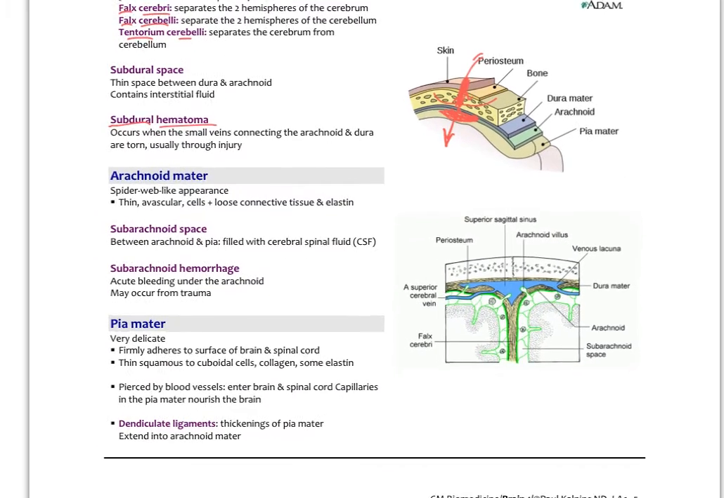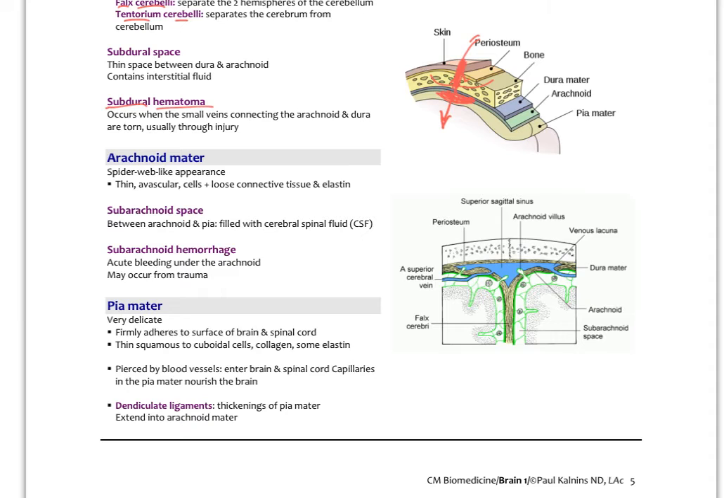The next layer in is the arachnoid mater, which has a spider-like appearance. It's thin and avascular, meaning no blood vessels. Blood vessels pass through it, but in and of itself, there are no vessels that supply it. There are cells and loose connective tissue, and a lot of elastin, which makes it stretchy. There's a space underneath the arachnoid, between the arachnoid and the final layer of the meninges, called the pia, called the subarachnoid space, and that is where your cerebral spinal fluid flows.